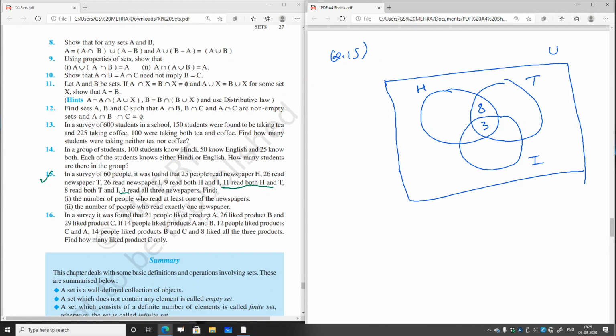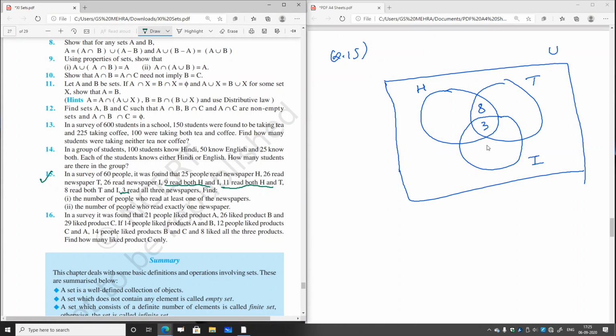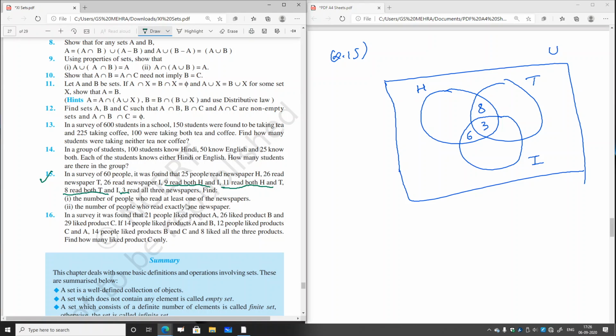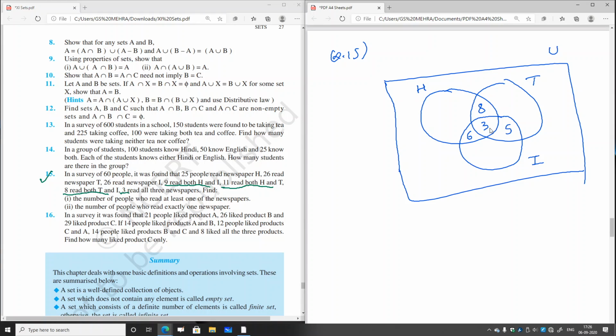Similarly, H and I: here 9 read both H and I. Out of that 9, 3 are already here. So remaining 9 minus 3 will be 6. 6 will be here. Then we'll fill up the entry for the number of people who are reading newspapers T and I. Here 8 read both T and I. Out of that 8, 3 are already here. So remaining 5 will be here, because 5 plus 3 is 8.